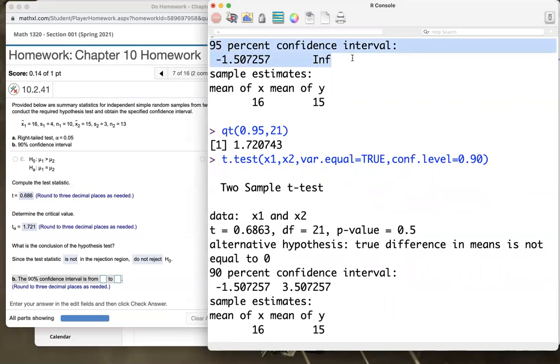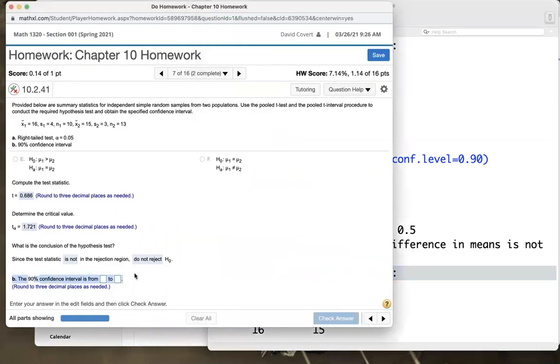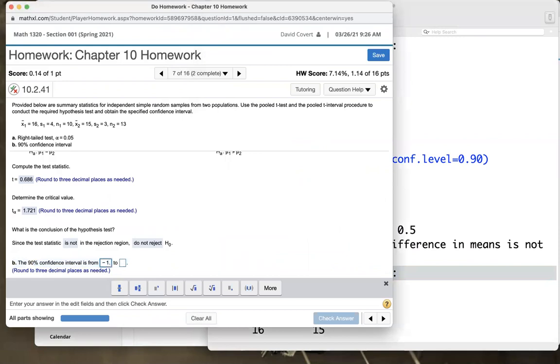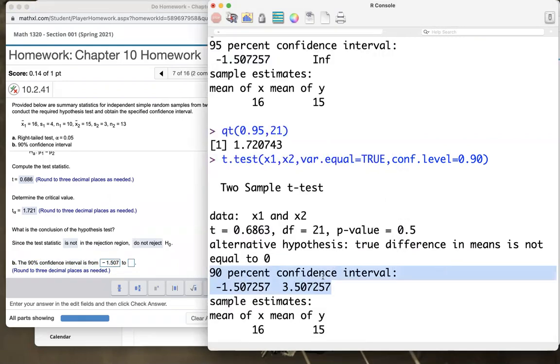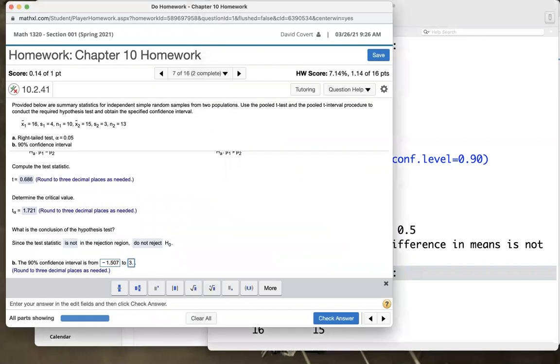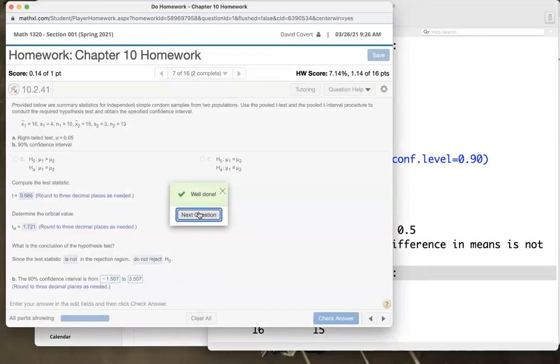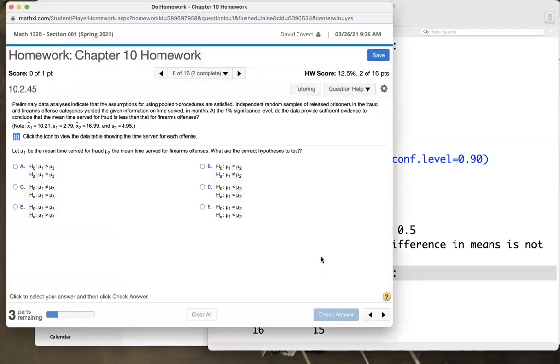So MyMathLab and R do confidence intervals differently. We just have to run a separate test, and it's always going to be a two-tailed confidence interval that MyMathLab wants. So we'll want negative 1.507 to 3.507. And that should do it. Okay, and that's how we do that for the pooled test.